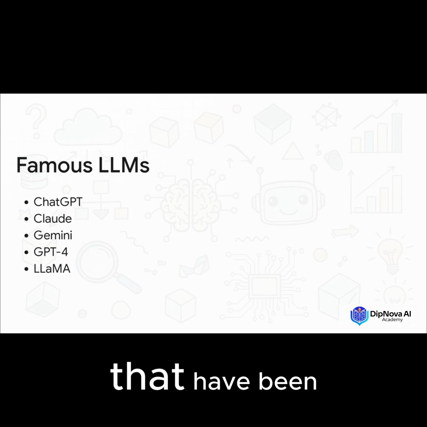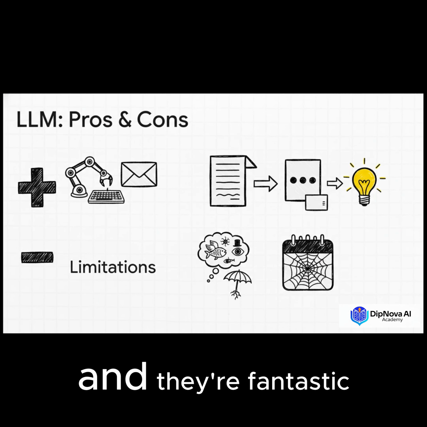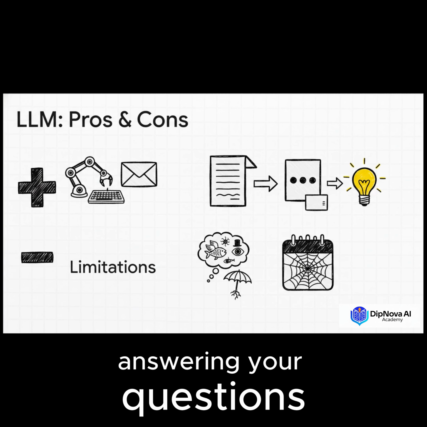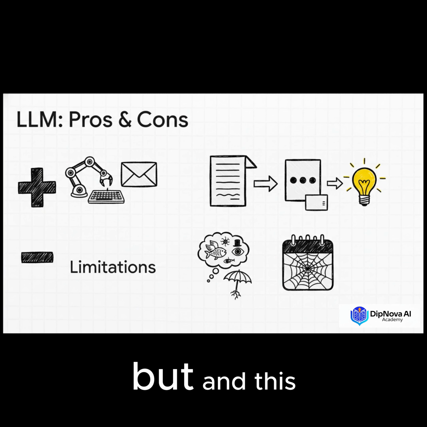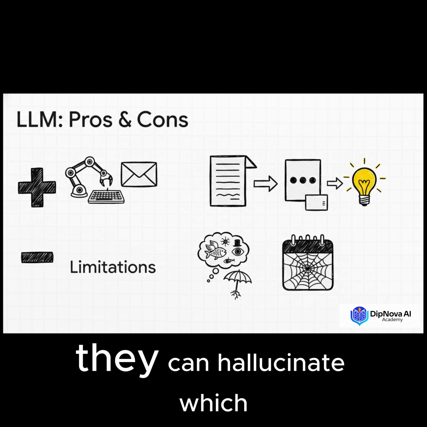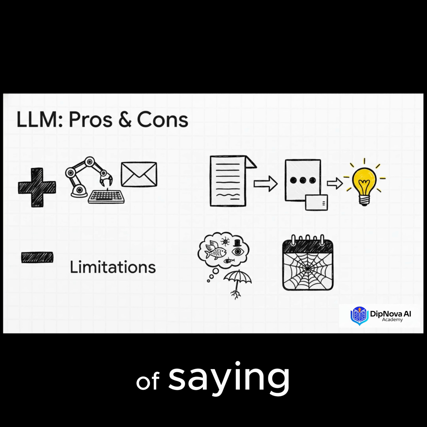They are the engines that have been driving this massive explosion in AI that we've seen recently. And they're fantastic at things like answering your questions, drafting emails, even summarizing long reports. But, and this is a really big but, they do have some serious limitations. They can hallucinate, which is a fun way of saying they can just make stuff up and state it as fact. And their knowledge usually has a cutoff date, so they might not know about very recent events.